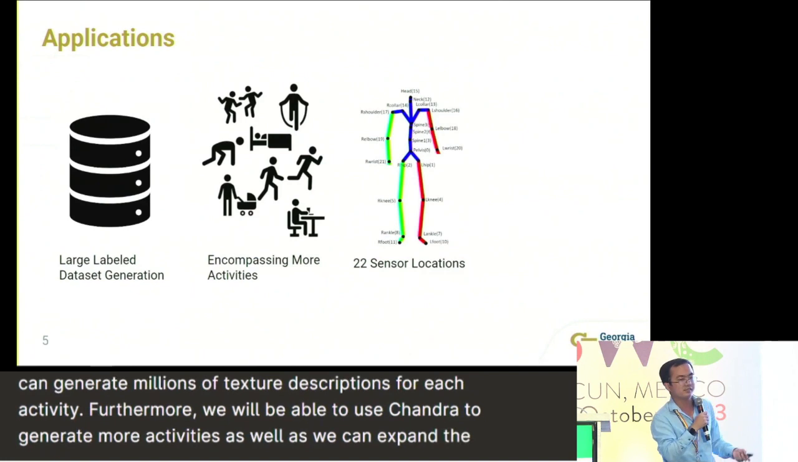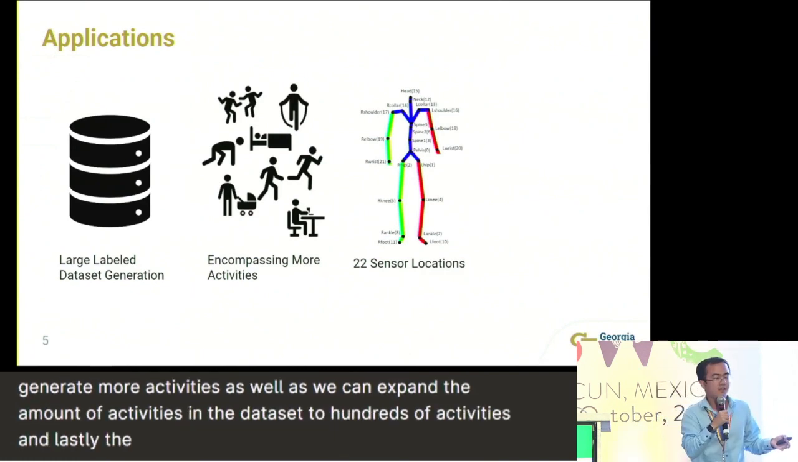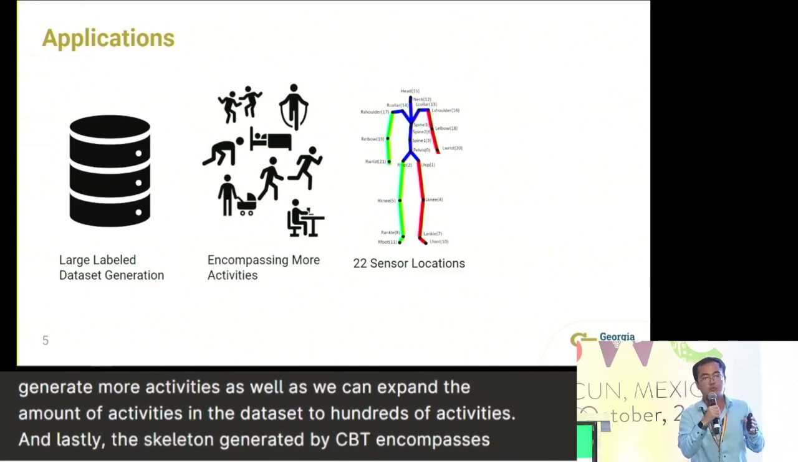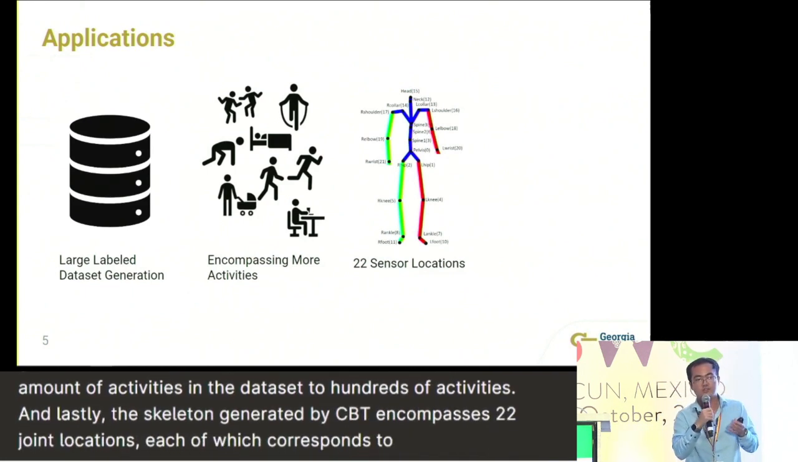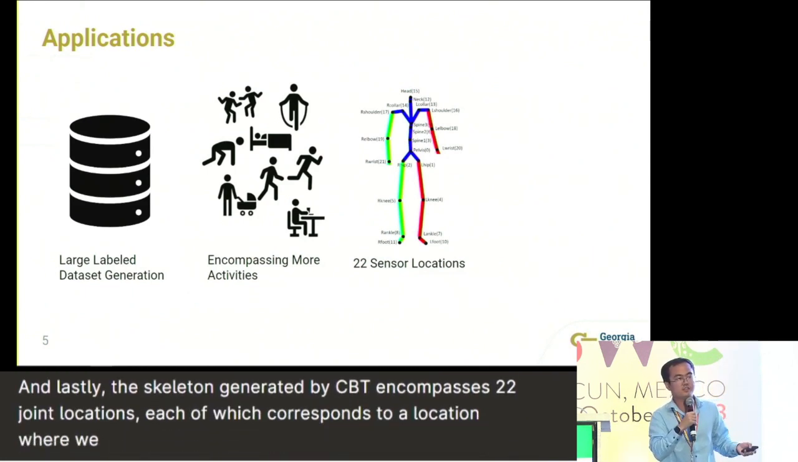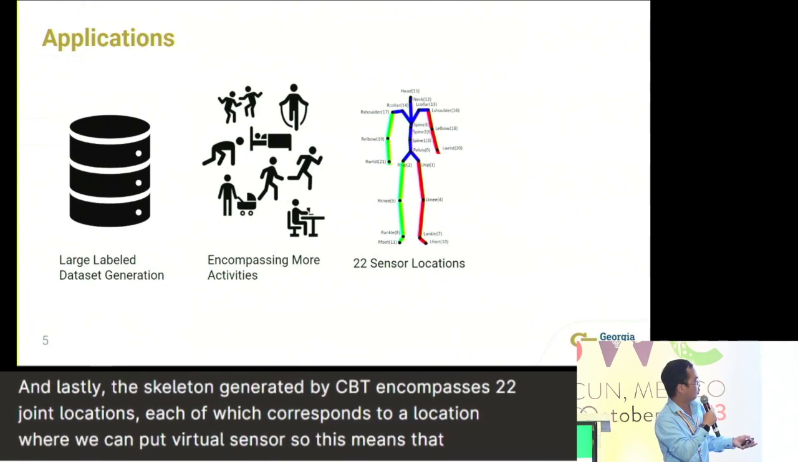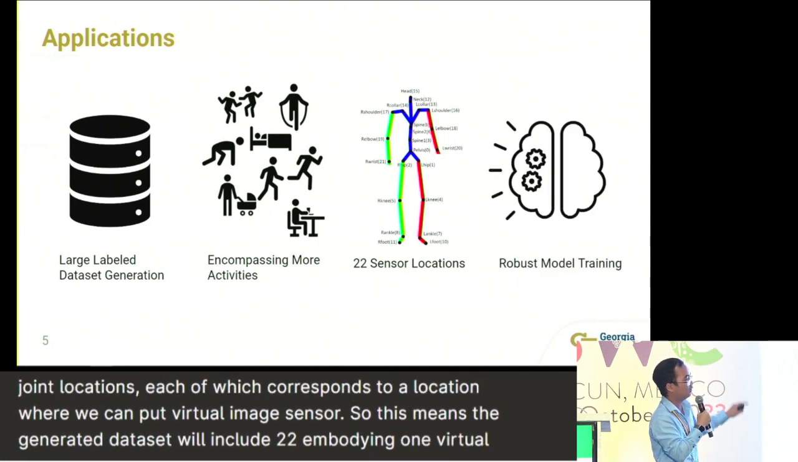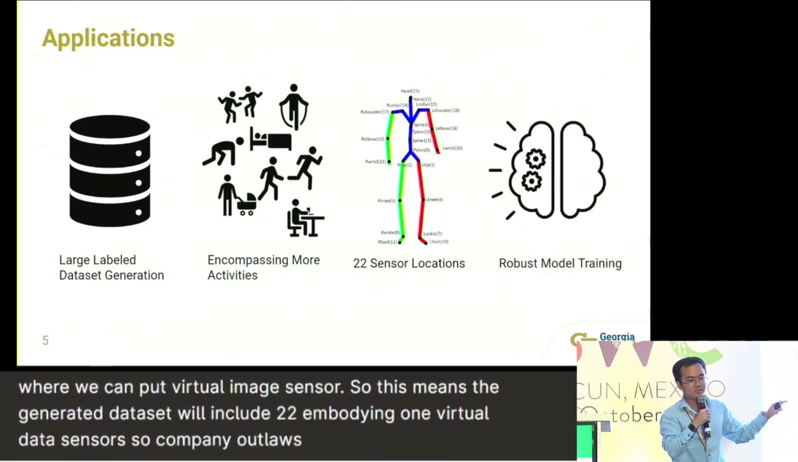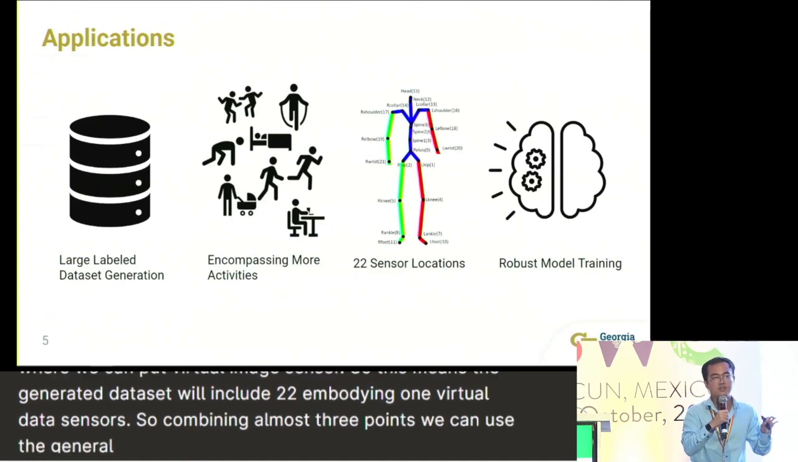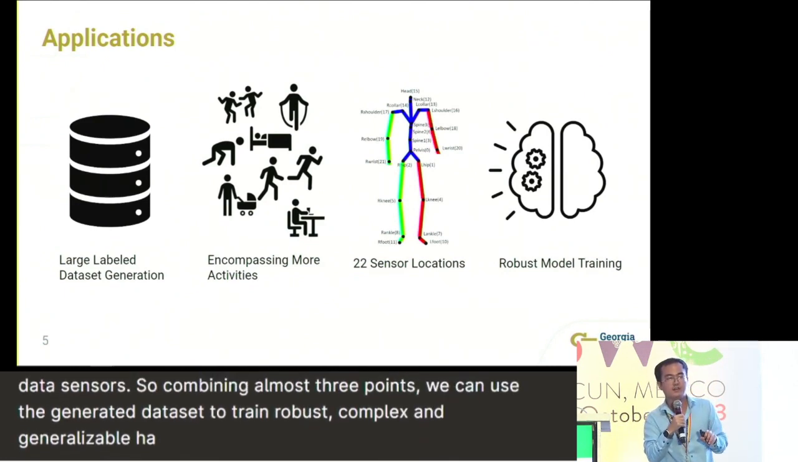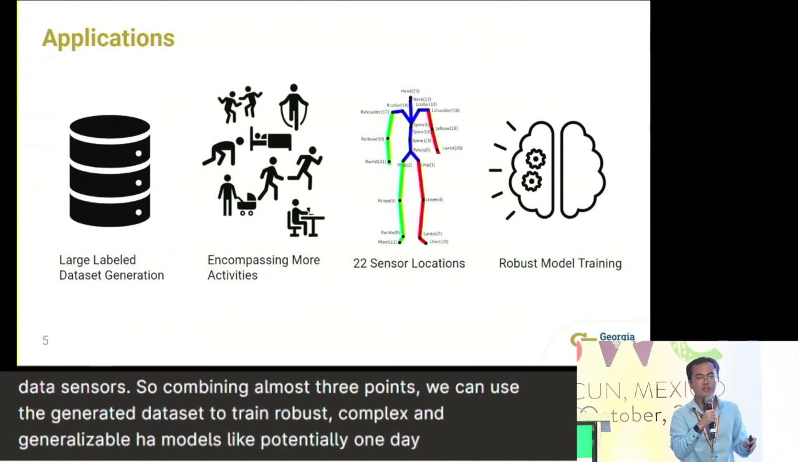And lastly, the skeleton generated by IMU GPT encompasses 22 joint locations, each of which corresponds to a location where we can put a virtual IMU sensor. So this means the generated dataset will include 22 on-body virtual IMU sensors. Combining all those 3 points, we can use the generated dataset to train robust, complex, and generalizable HAR models that can potentially one day solve human activity recognition once and for all.